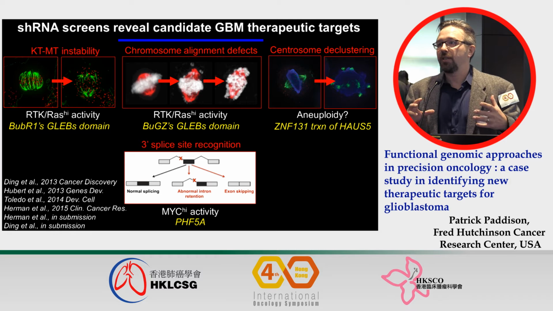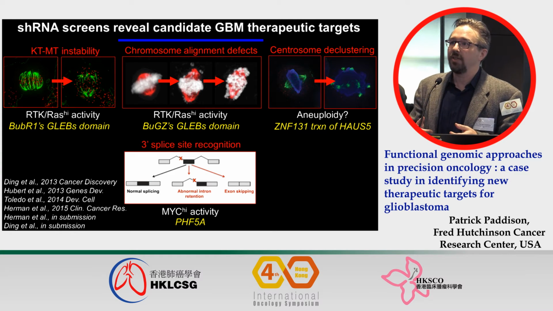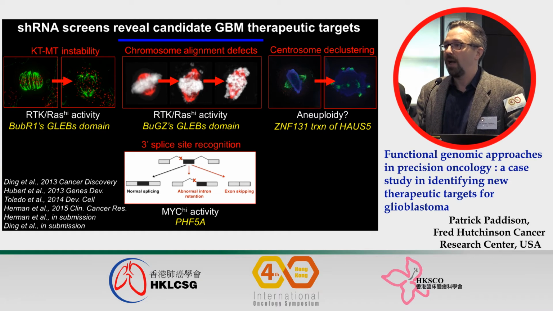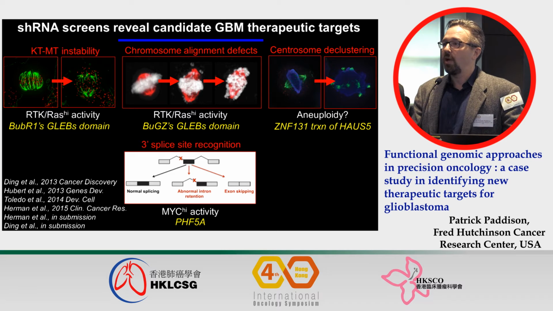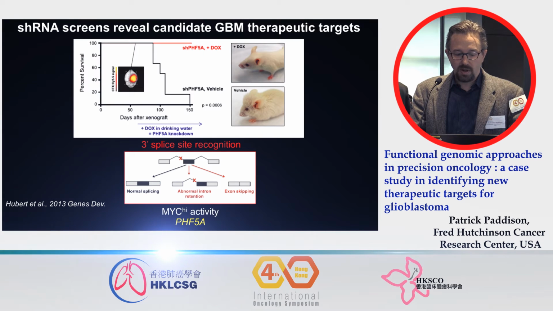Basically, the end-on attachments of chromosomes and microtubules are unstable, and this is driven by RAS or RTK-RAS activity. They have chromosome alignment defects. They have defects in centrosome clustering, and even 3' splice site recognition, which is, we found, driven by high MYC activity. So we're able to start to propose or nominate potential therapeutic targets.